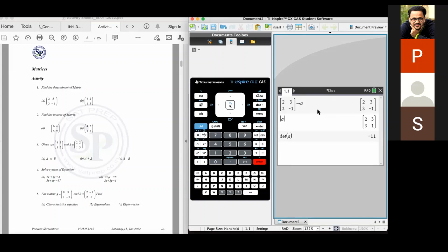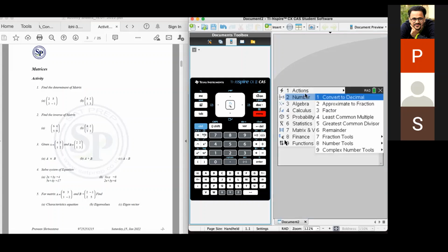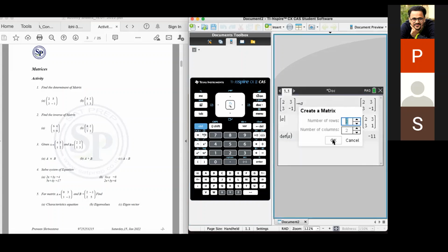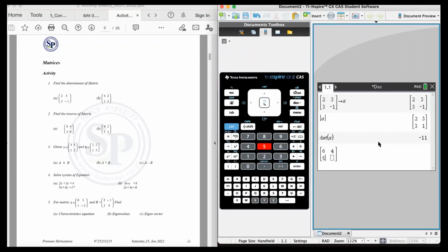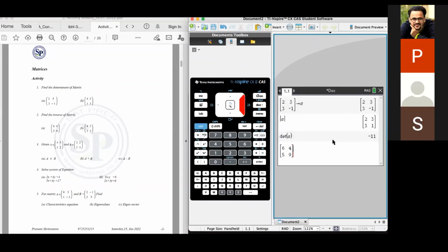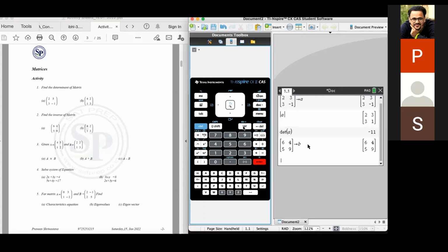In the case of inverse also, like in question number 2A, we will create it. And when we are looking for the inverse of this, then type B. And this way, you can work out the inverse of the matrix here.